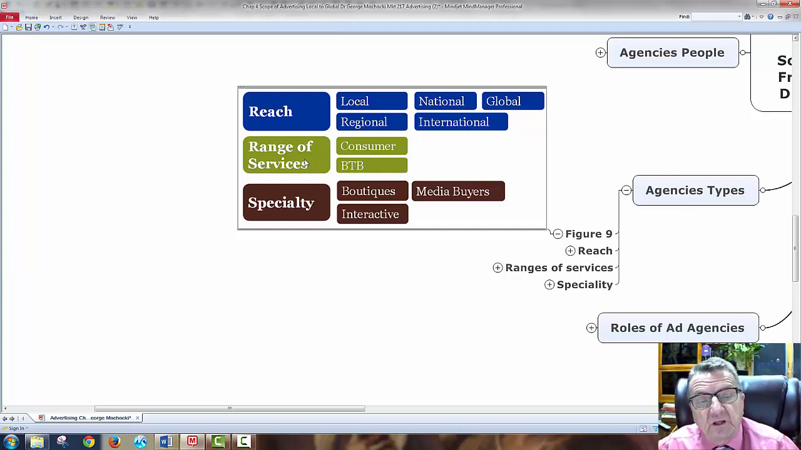Now, range of services. Am I doing this for consumers? And this is the only one. Those of you who had me in other classes: B2B is business to business. A lot of times it'd be written with the number two, B2B. This is the first time I said BTB. It's just that this publication and the material we're utilizing puts it this way, and that's fine. But that's a different range of services.